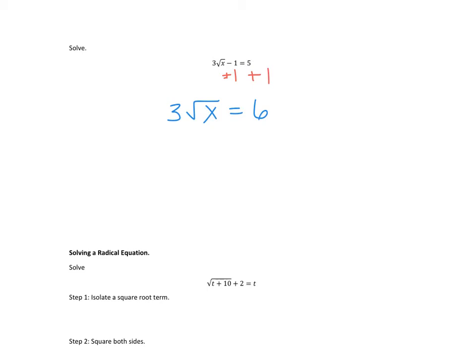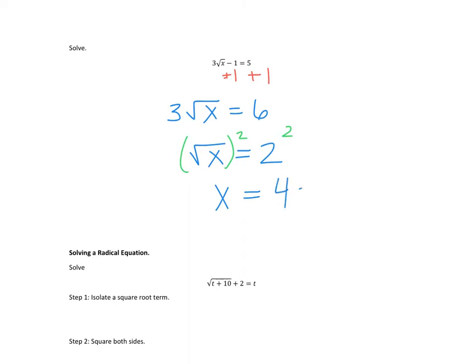We can take this a step further. We can divide both sides by 3, and we get the square root of x is equal to 2. Now we know that squaring both sides will get rid of that square root. And so we're going to end up with x equals 4.